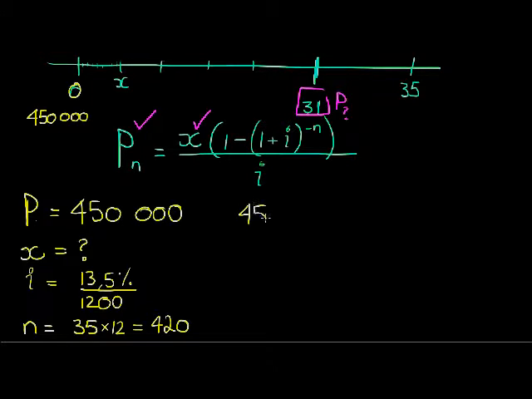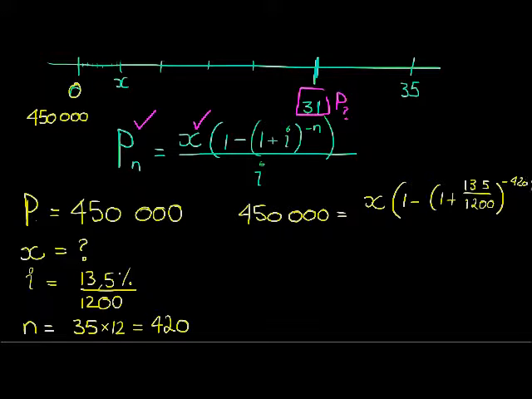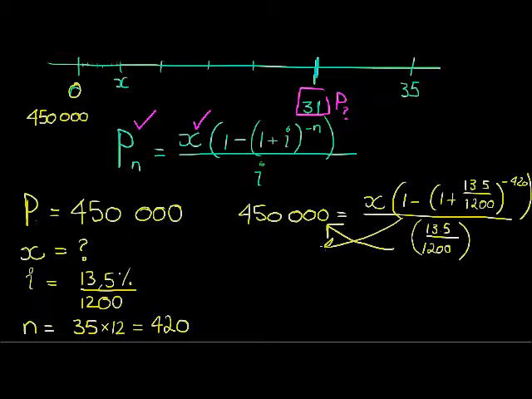So we have 450,000 is equal to x, which is unknown, times 1 minus (1 plus 13.5 over 1200) to the power of negative 420, all of that divided by 13.5 over 1200. Okay, so again, you know the drill already. I'm going to multiply with that and divide with this. So to save time, I'm just going to do that.